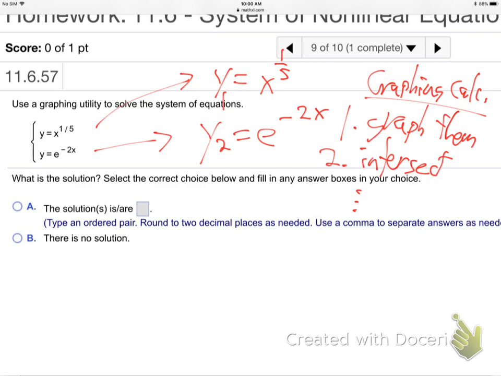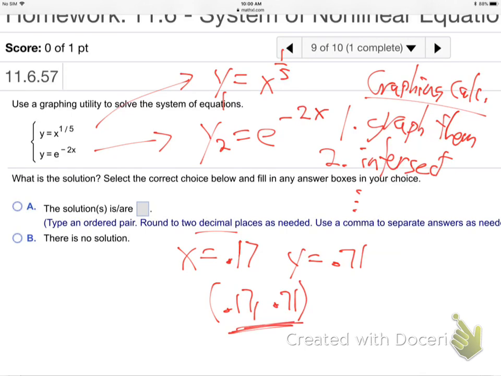I got an answer. X equals 0.17, two places. Did y'all get that? 0.17. Oh, and they probably want y too. Y is 0.71. Kind of funny, it's a reversal of digits. So 0.17, 0.71. Yes, so this indeed is the answer. That's where they intersect. I did it with a window of negative 10 to positive 10 for both, and it worked fine. Didn't have to mess with anything.